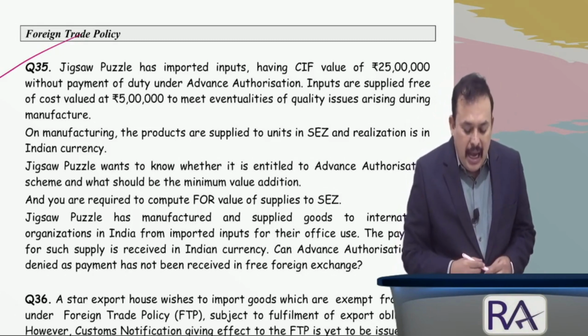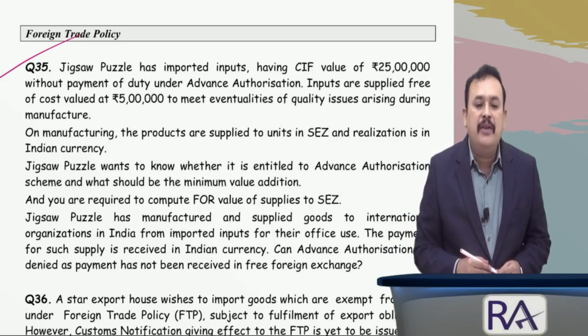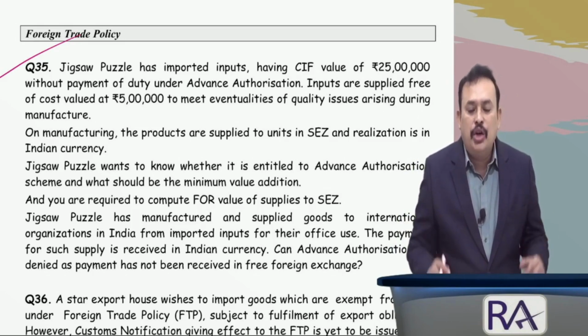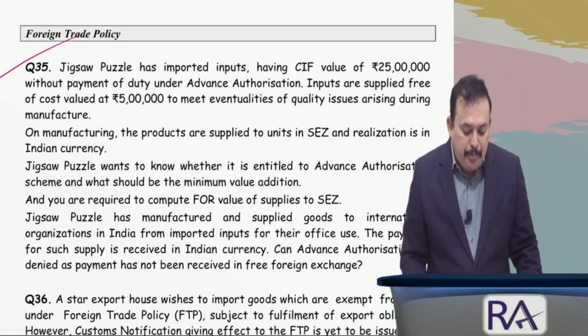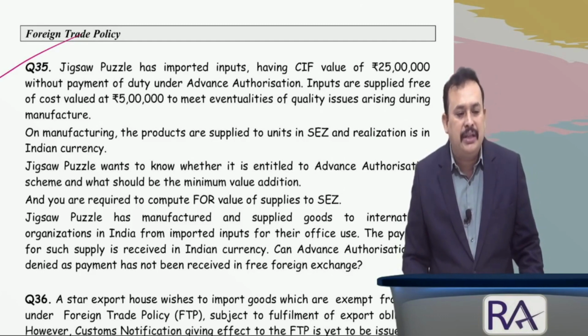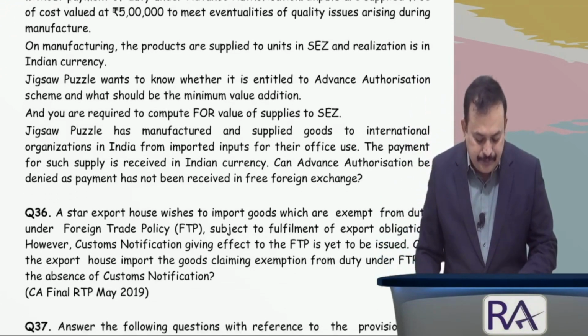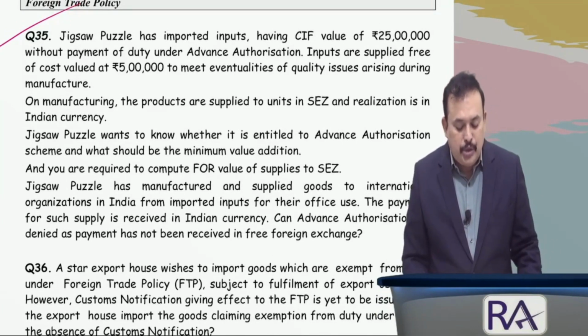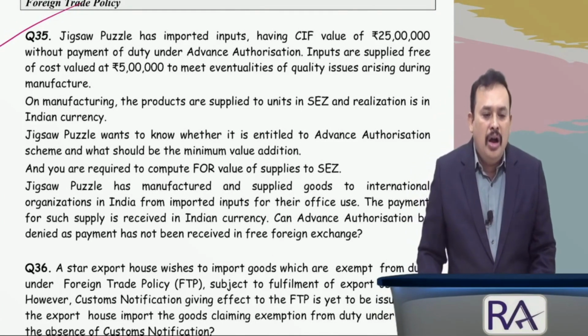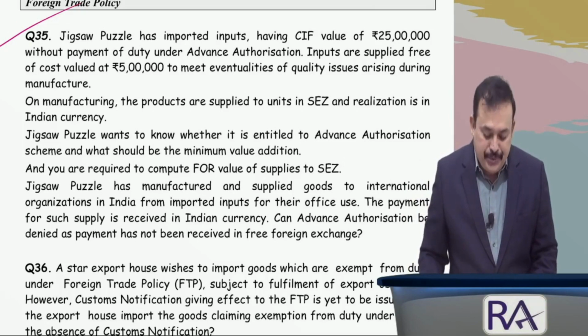Jigsaw puzzle has imported inputs having CIF value of 25 lakhs without payment of duty under the advance authorization. Inputs are supplied free of cost, valued at 5 lakhs, to meet the eventualities of quality issues arising during manufacturing. The products are supplied to a unit in SEZ and realization is in Indian rupees. Jigsaw puzzle wants to know whether it is entitled to the advance authorization scheme and what would be the minimum value addition.